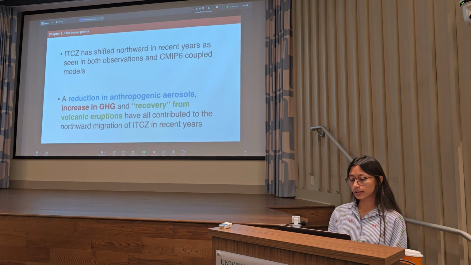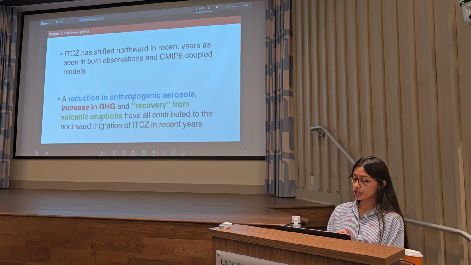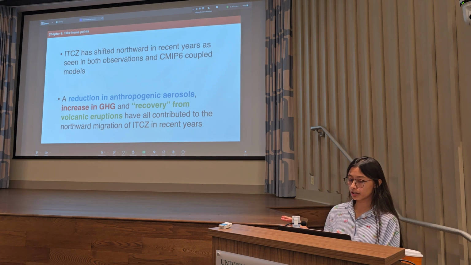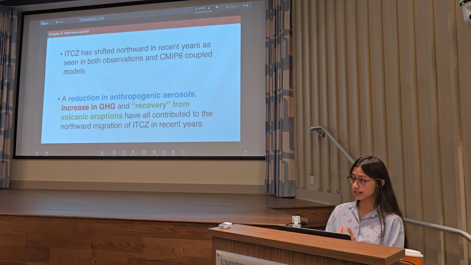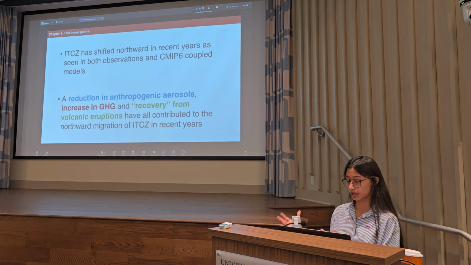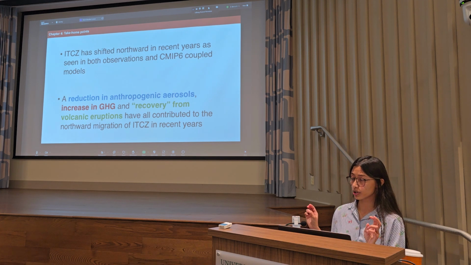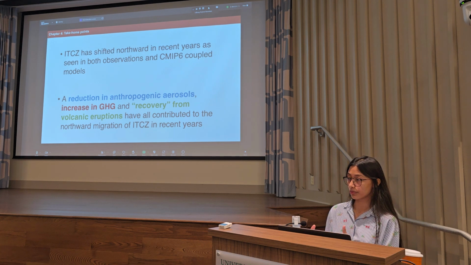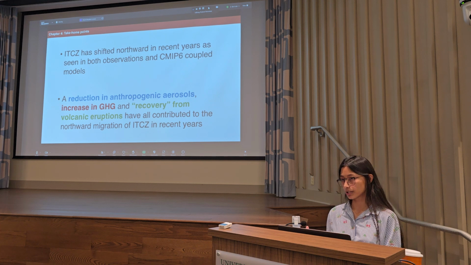And lastly, this northward shift cannot be attributed to one specific forcing agent alone. A reduction in anthropogenic aerosol, which relatively warms the northern hemisphere, an increase in greenhouse gas, which preferentially warms the northern hemisphere, and also this recovery from volcanic eruption have all contributed to some magnitude to the northward migration of the ITCZ in recent years.